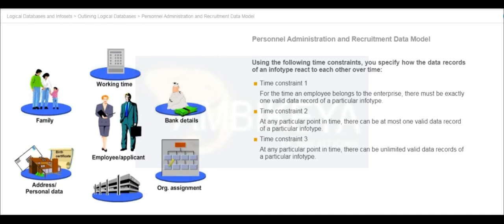For a personnel or applicant number to exist, the actions 0000, organizational assignment 0001, personal data 0002, and payroll status 0003 infotypes must exist.